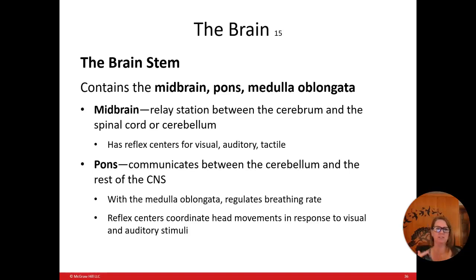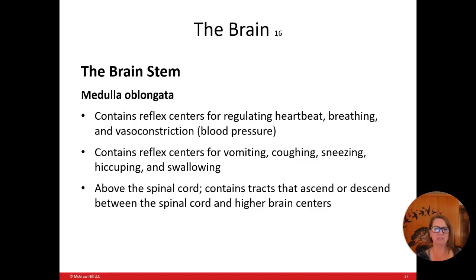Now, the pons with the medulla oblongata is going to be really important to breathing rate. That's why if you have any damage in the brainstem, you could be termed brain dead, and you might need to be on life support. The pons is also important in reflex centers that help coordinate head movements in response to visual and auditory stimuli.